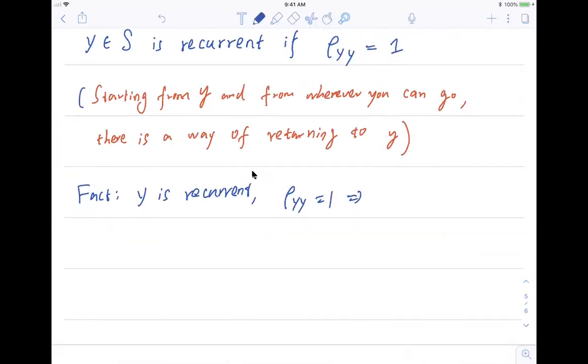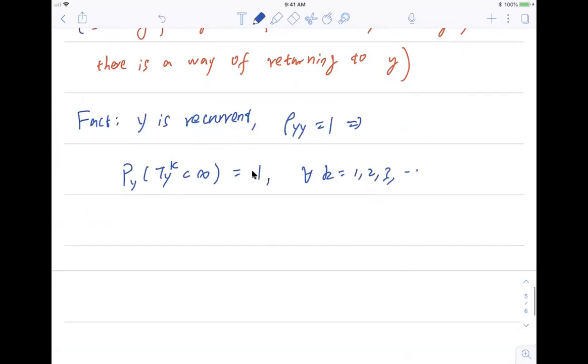Okay, so what we can get from y: ty, k less than infinity, equals 1. So this is true for any k equals 1, 2, 3, etc.